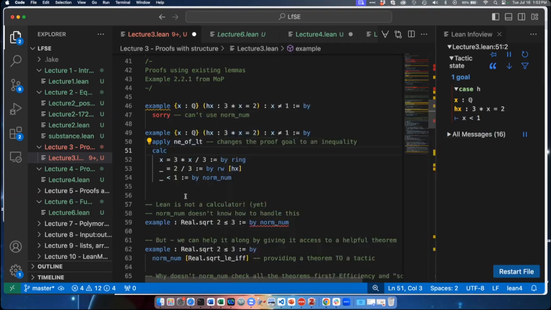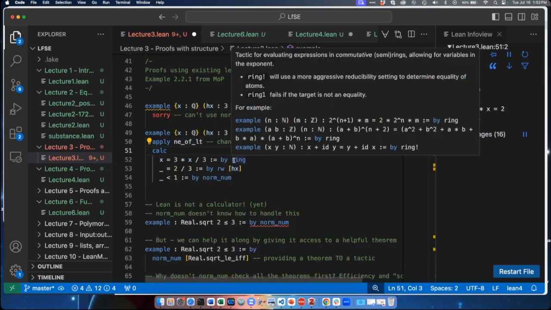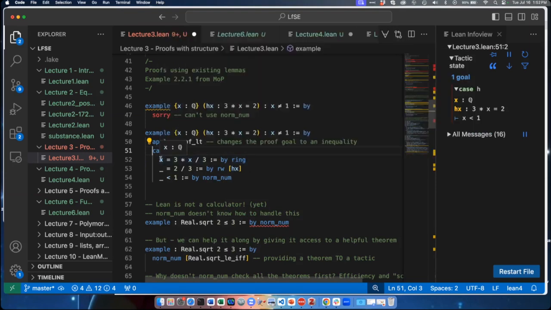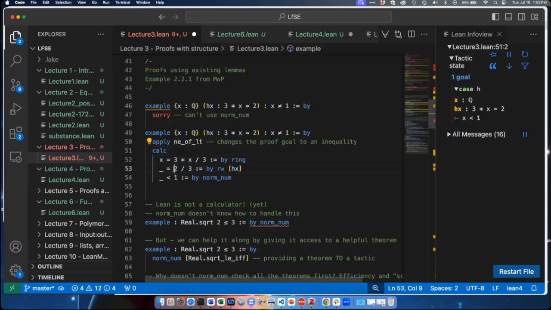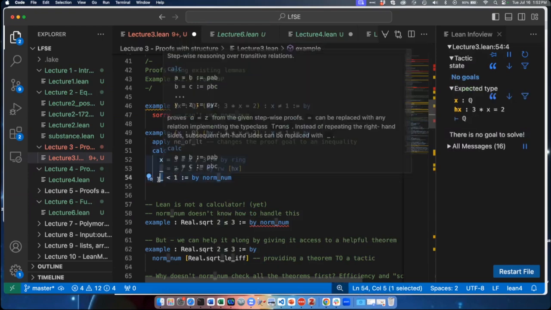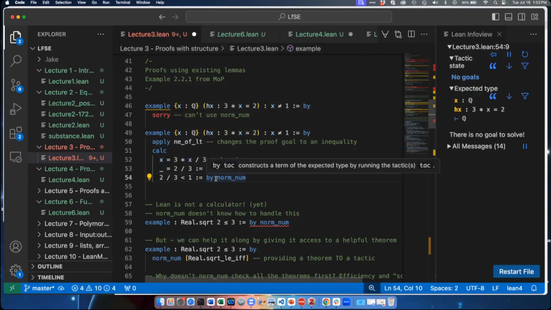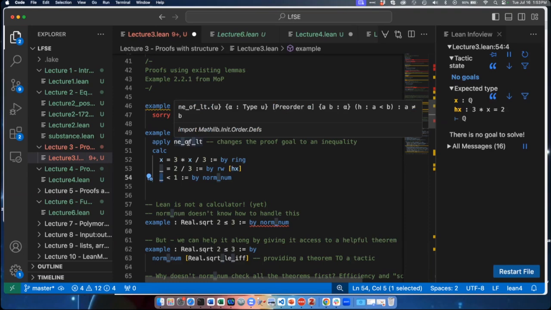Then I proceed and do a calc block, again using techniques that we learned about last week on Tuesday. Here I'm trying to prove this, and I can use a combination of ring to rearrange, and rewrite to substitute the value of the left-hand side in for this inequality. I have a final goal of 2/3 is less than or equal to 1, and this can be solved by norm_num, so we're able to close the goal. So that's a simple way to bring in a theorem from Mathlib.